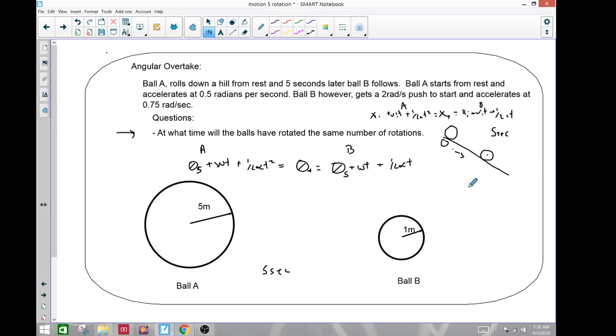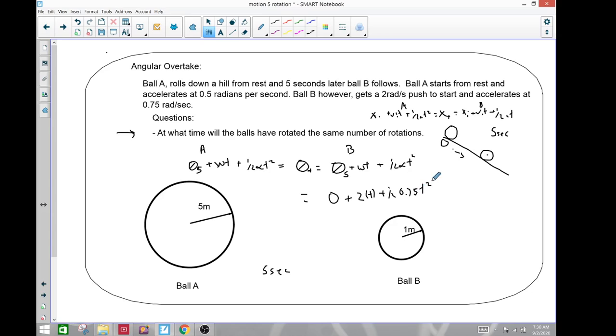So what's happening at 5 seconds? That would be easy for B because we're given that immediately. B has not gone through any rotations yet. It's just starting. Its initial angular velocity is, I believe, 2 radians per second times some amount of time, plus 1/2 angular acceleration, which is 0.75, and then I have time squared.